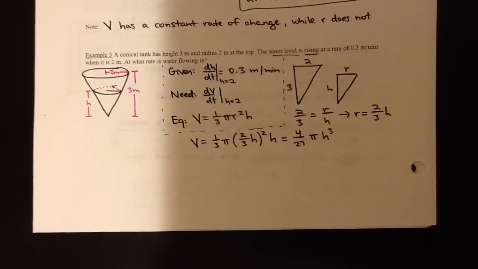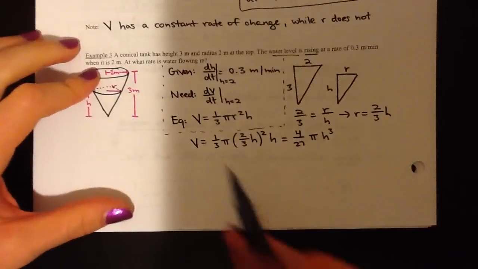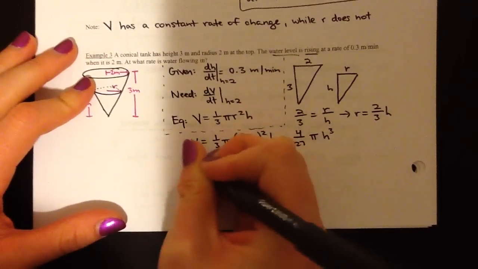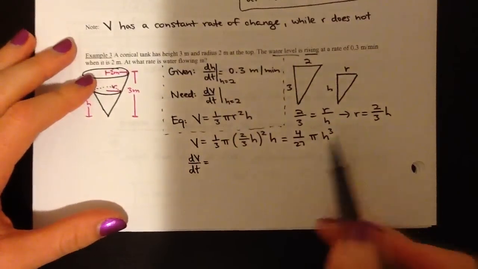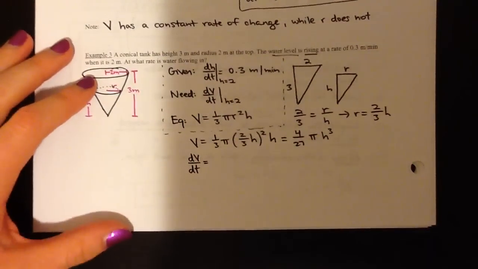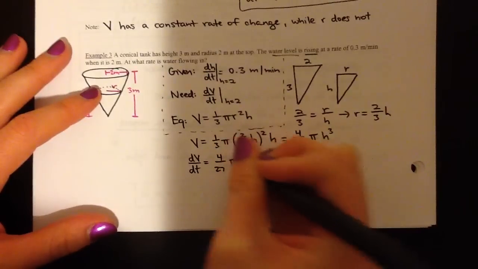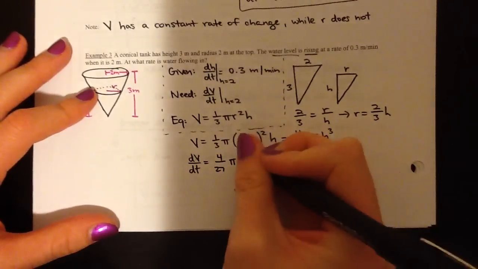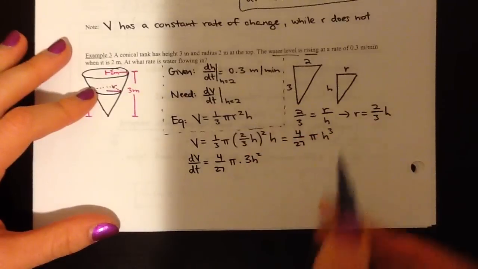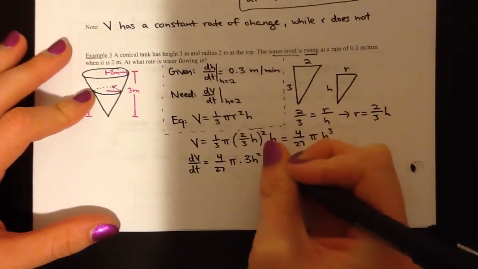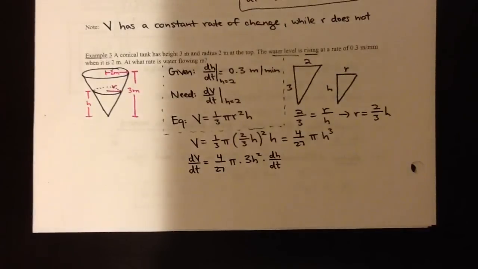So my next step is to implicitly differentiate both sides. So when I take the derivative of v with respect to t, I get dv by dt equals. Then when I take the derivative of this right-hand side with respect to t, I've got my coefficient that was already there. And then times 3h squared, that's the derivative of the h cubed, but then with my chain rule, I multiply by dH by dt. Okay, so that is my function. I took the derivative with respect to time, t.